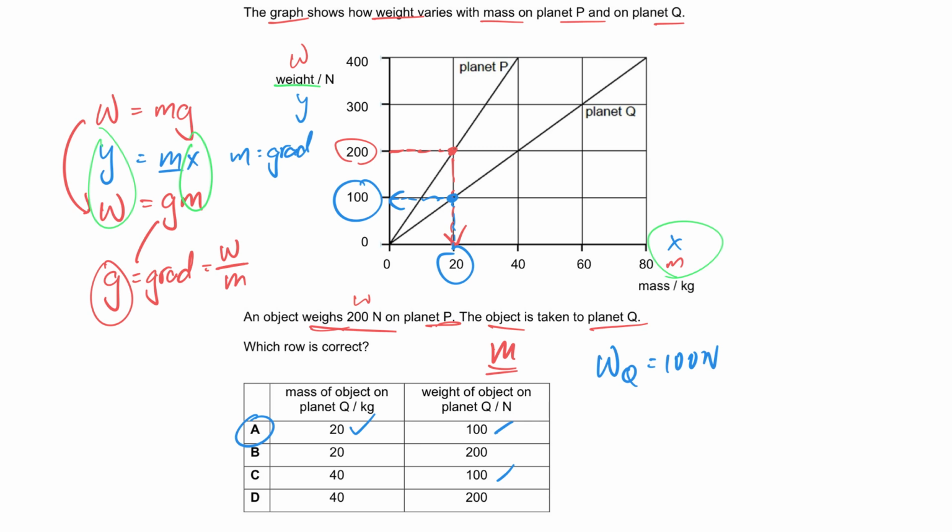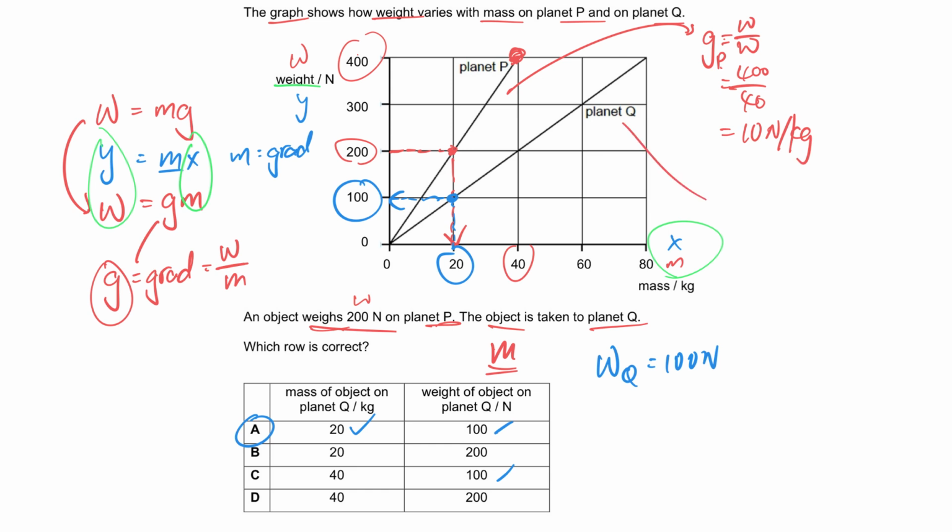Though the question never asks you to find the gravitational field strength, let's just practice it. So G equals W over M. I'm referring to the gravitational field strength for planet P, and I can take any nice value. Let's say I take this point here, 400 over 40. That will be 10 Newton per kg, which is equivalent to the gravitational field strength of Earth.